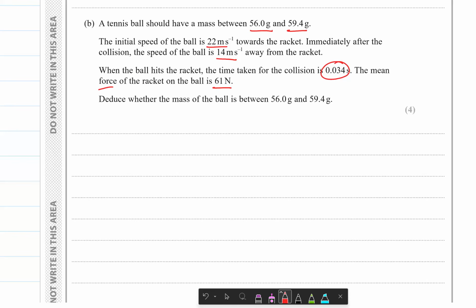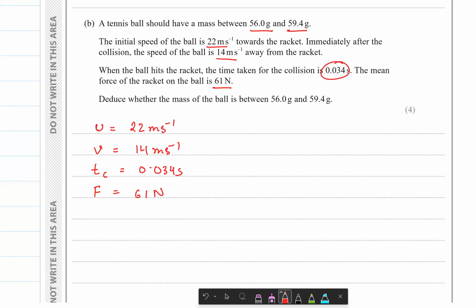All right. Now, there is a lot of information here, so I would like to list it down because that helps me have a clearer thought process. So I have an initial velocity u of 22 meters per second, and a final velocity of 14 meters per second. The total time of collision is 0.034 seconds, and the average force is 61 newtons.